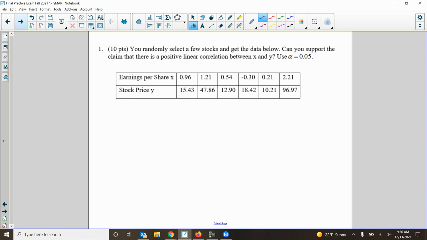Randomly select a few stocks and get the data below. Can you support the claim that there's a positive linear correlation between X and Y? Now we're in chapter 9 stuff with rho. Remember, rho is your population correlation coefficient. So let's talk null and alternative first. Again, trying to support the claim, so the claim must go in the alternative. What does it mean in symbols? How do we write positive linear correlation?